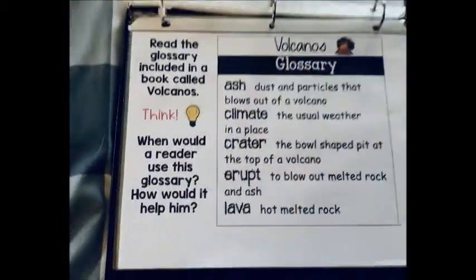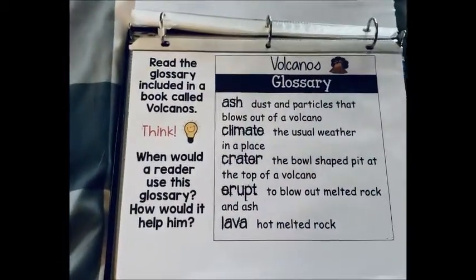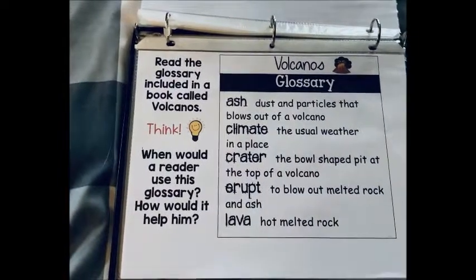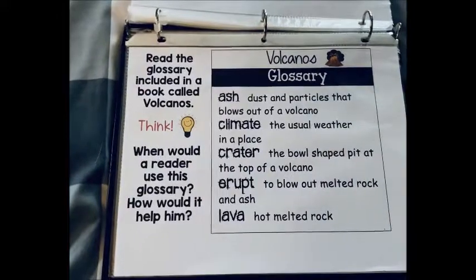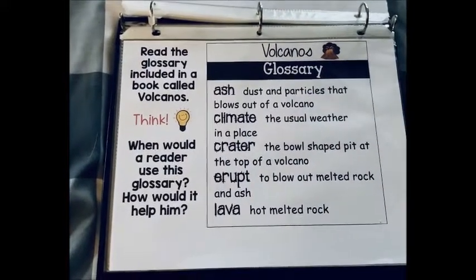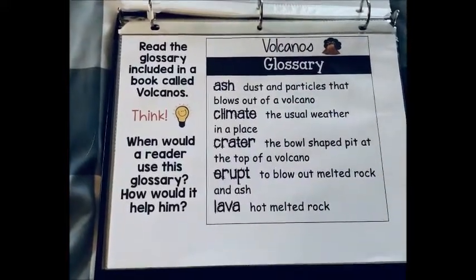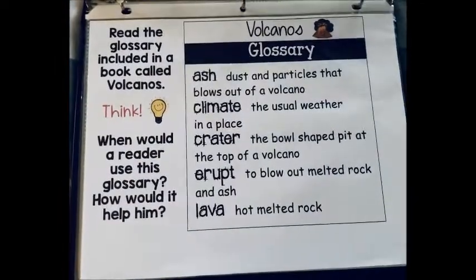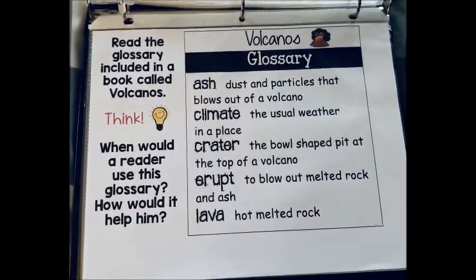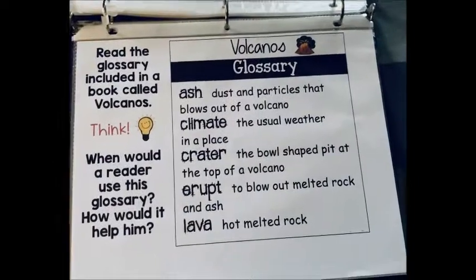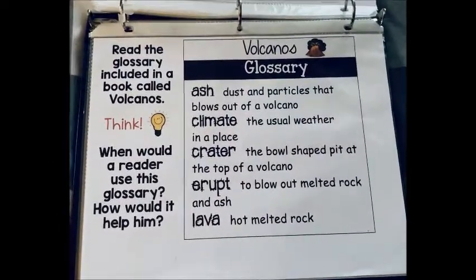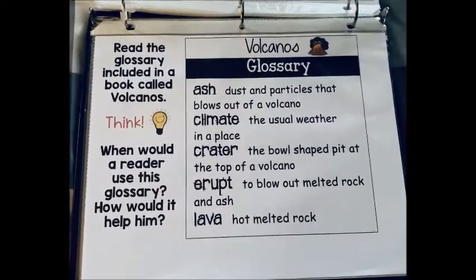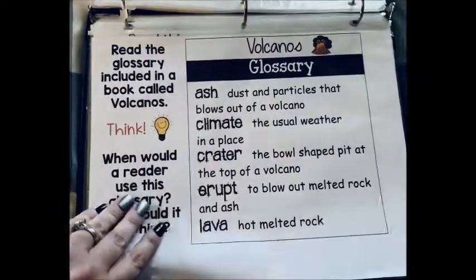So here's an example of a glossary. It gives us words like ash, climate, crater, and erupt. And as you can see, next to each word, it gives us the definition. So when would a reader use a glossary, and how would it help them? If you're reading a book about volcanoes and you weren't sure what a crater was, you could look in the back of the book at the glossary, and it would tell you that a crater is a bowl-shaped pit at the top of a volcano.